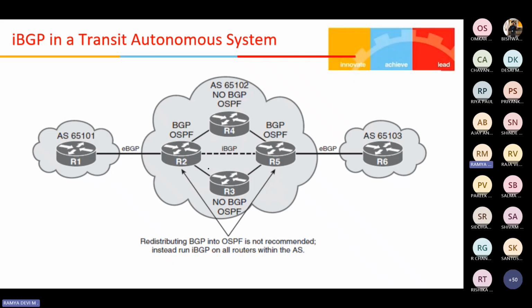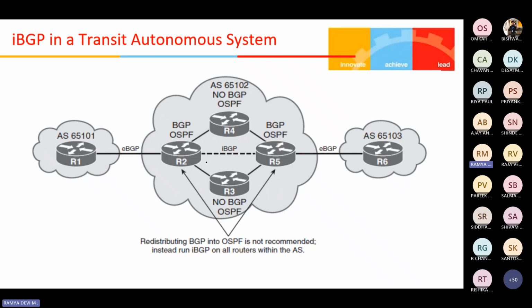So this is an example of how iBGP in a transit autonomous system works. Okay, so an autonomous system that sits between two or more autonomous systems, and how they are passing the traffic. In this example, we'll see.